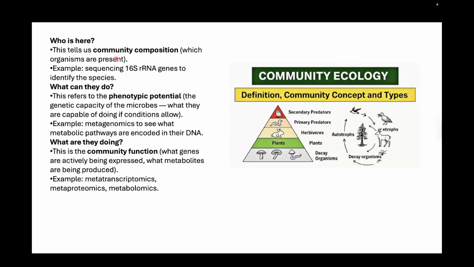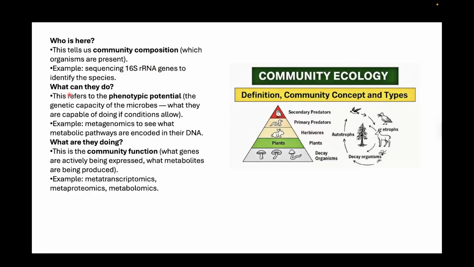And if you take a microbial community, as we see it in the course, sequencing the 16S rRNA or metagenomics will help us identify the species. To answer this question, who is here? we get the answer as community composition.